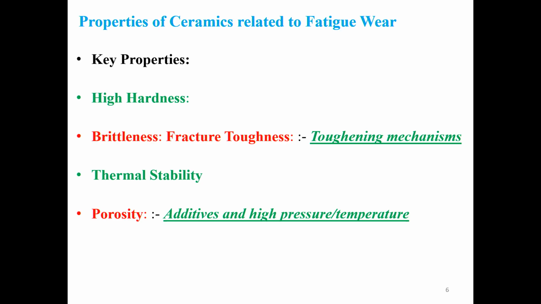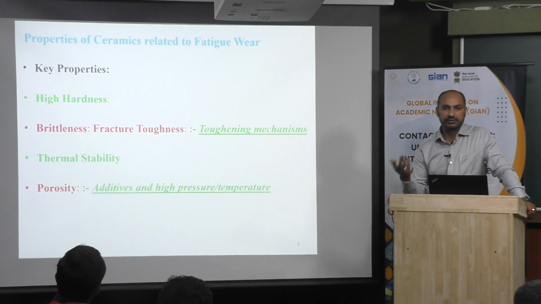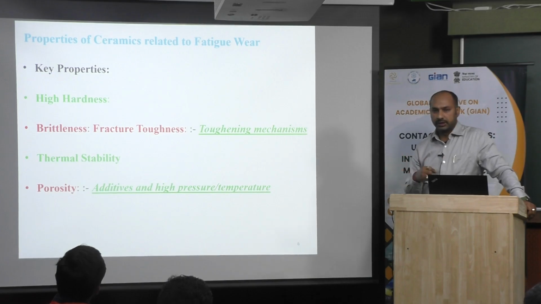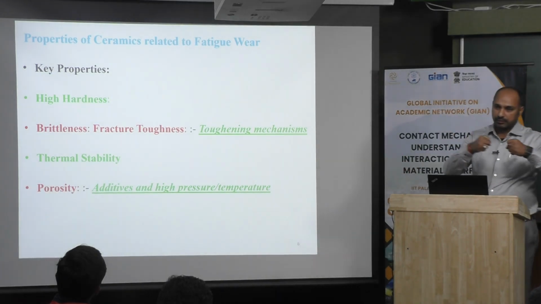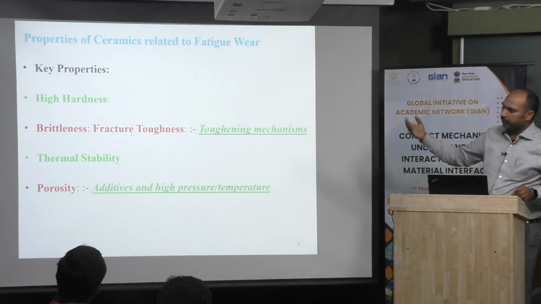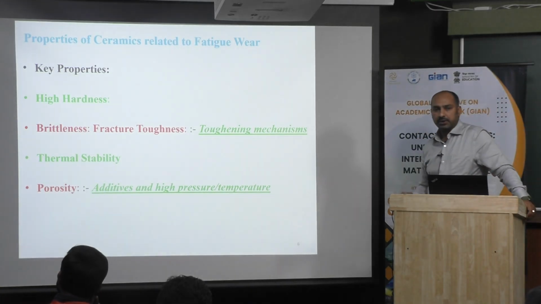So the key properties for ceramic, if you consider fatigue wear applications, start with high hardness. They have very high hardness considering their covalent and ionic bonding. You can understand they will not allow breaking easily, so they have high hardness. At the same time, they are brittle materials, so fracture toughness matters.